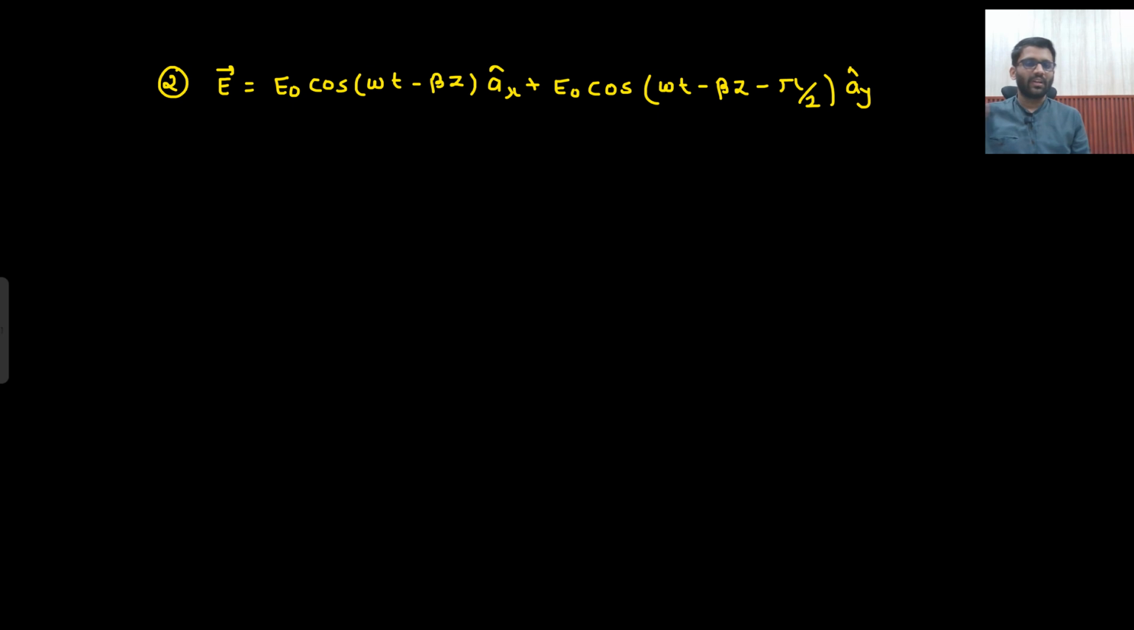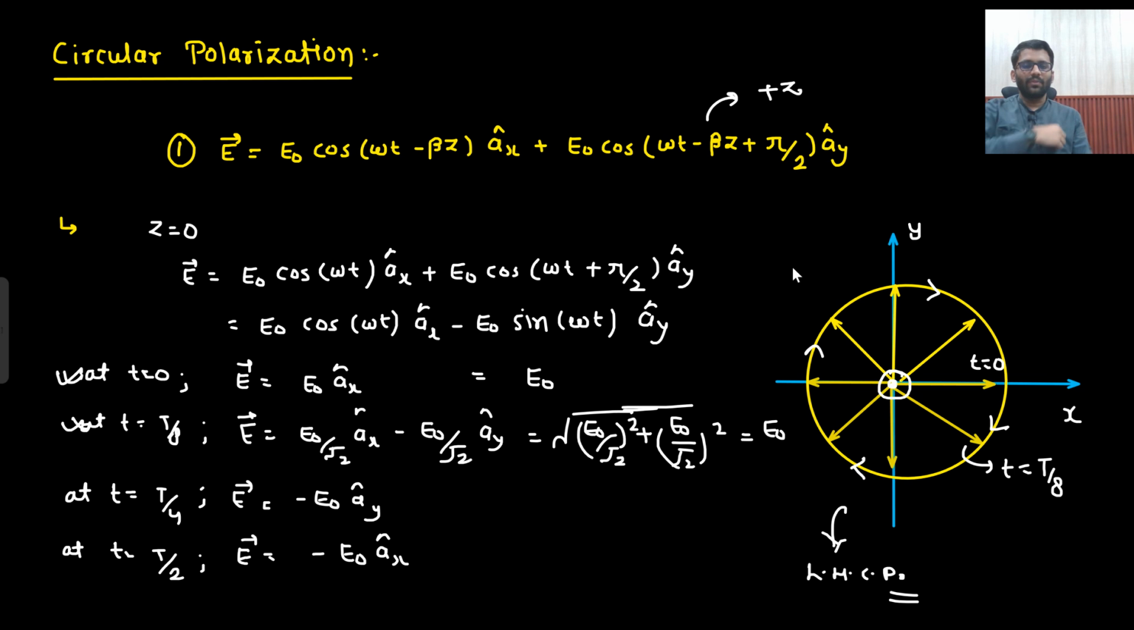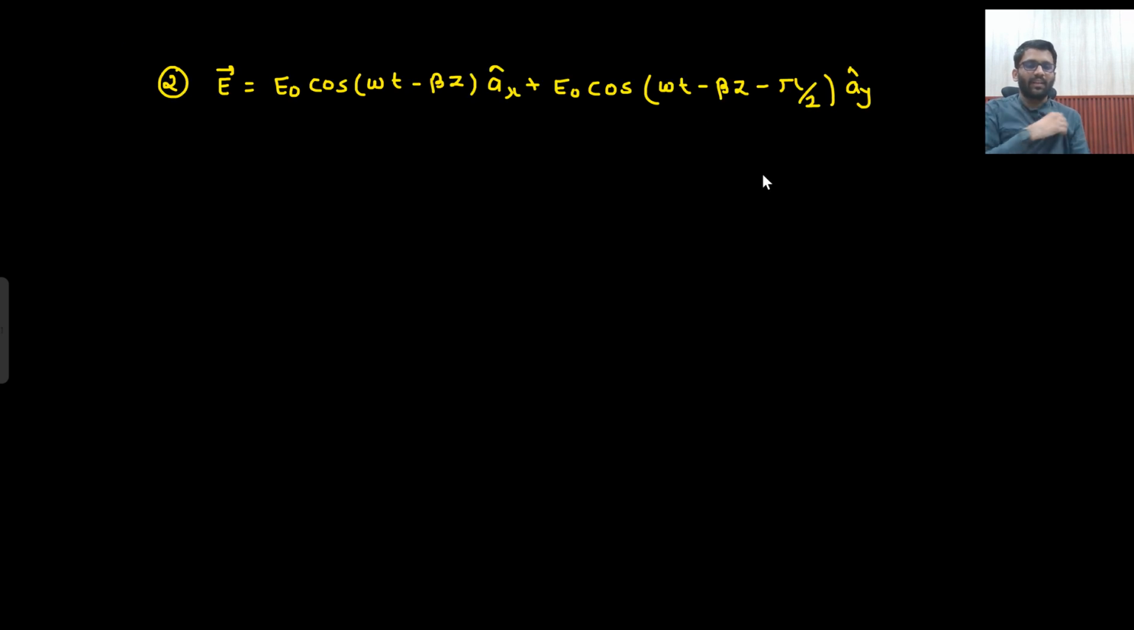Okay, let's see more questions. Let's do more practice. Now the phase is minus pi by 2. Here it was plus pi by 2, or you can say here it was minus pi by 2, but here the phase difference is pi by 2. You do the analysis on your own and let me know which kind of polarization it is, and whether it is left hand circularly polarized or right hand circularly polarized. Okay, so let's do it.